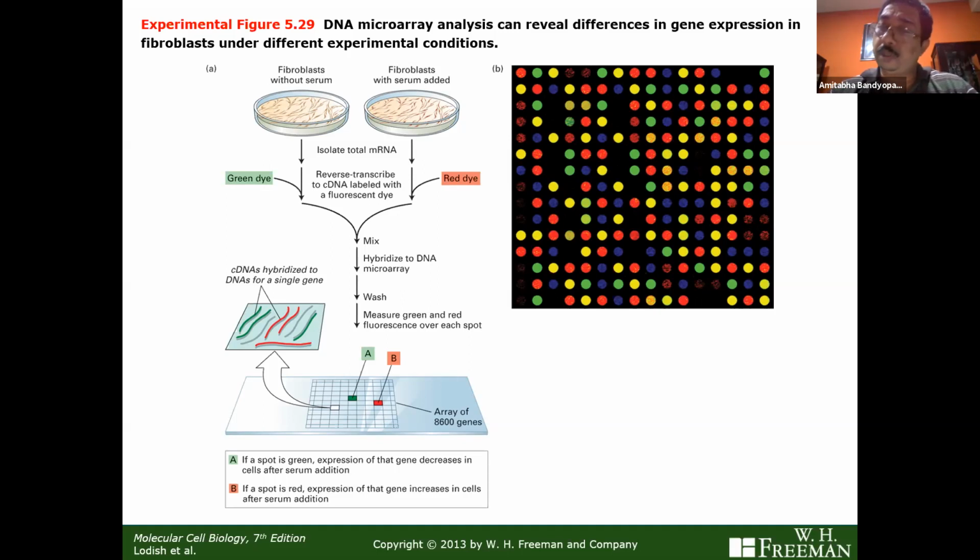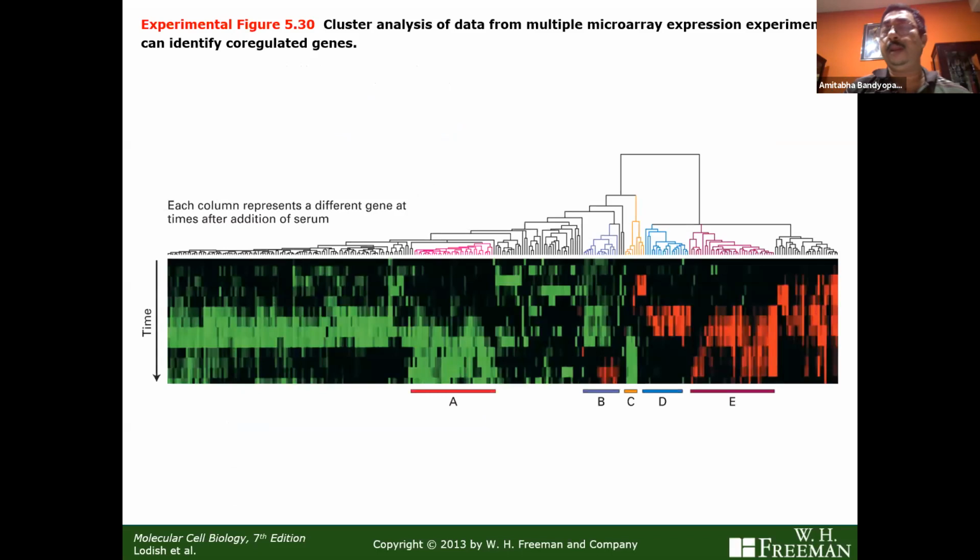and then in the process of making cDNA, they were treated with red dye or green dye, and you will have cDNA from fibroblasts without serum that are green tagged, cDNA from fibroblasts with serum that are red tagged. You mix them, you probe the array, and then do the image processing and figure out which genes are expressed only because of serum treatment, like the red spots here. So that's how microarray is done.